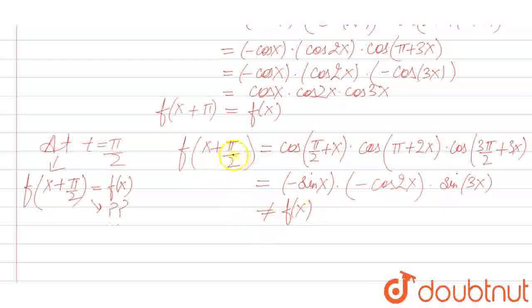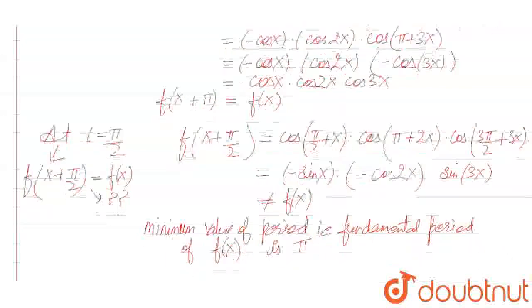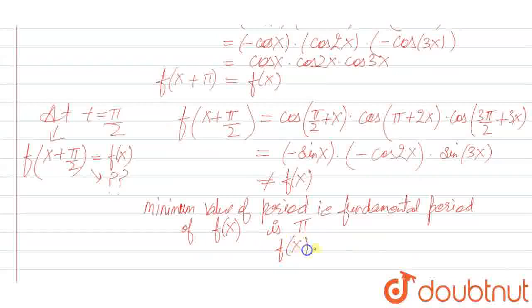So the minimum value of the period, that is the fundamental period of f of x, is pi. We can write f of x is equal to f of x plus pi. So here pi is the fundamental period.